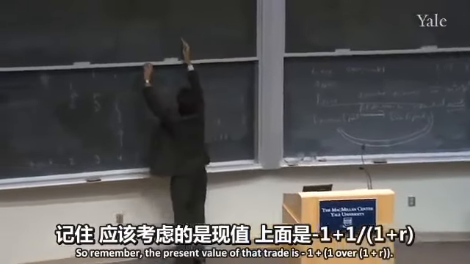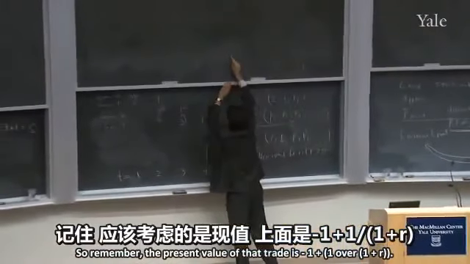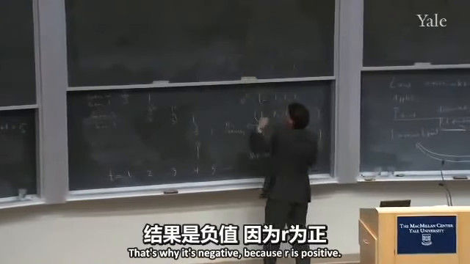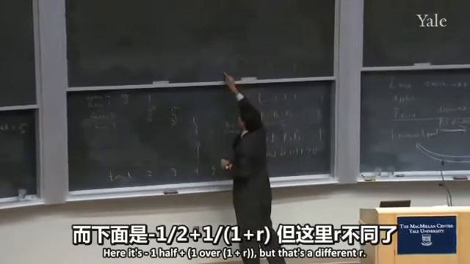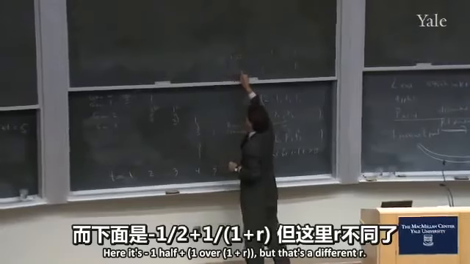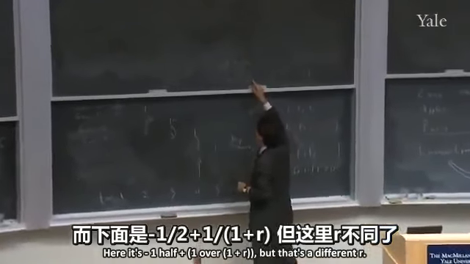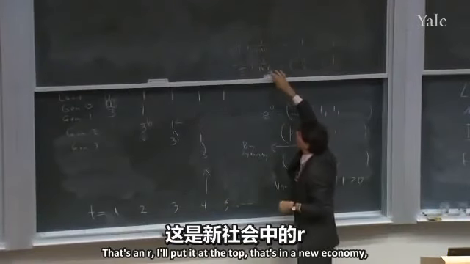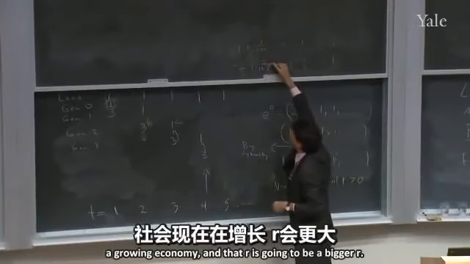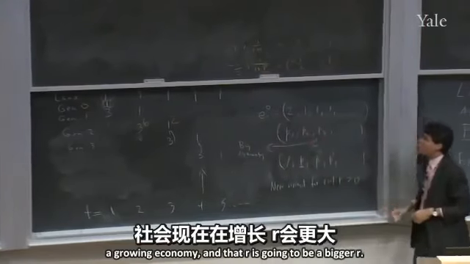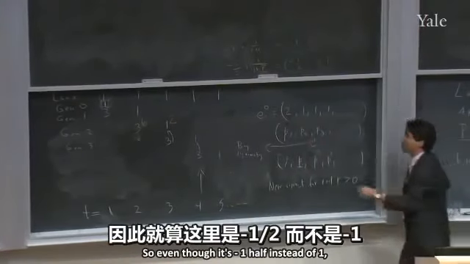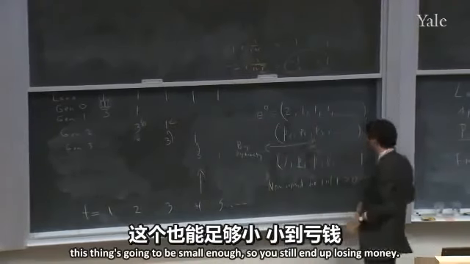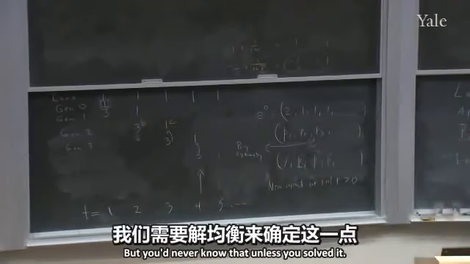So remember, the present value of that trade is minus 1 plus 1 over 1 plus r. That's why it's negative, because r is positive. Here, it's minus a half plus 1 over 1 plus r. Okay, but that's a different r. I'll put it at the top. That's in a new economy, a growing economy, and that r is going to be a bigger r. So even though it's minus a half instead of 1, this thing's going to be small enough, so you still end up losing money. Okay, but you'd never know that unless you solved it.